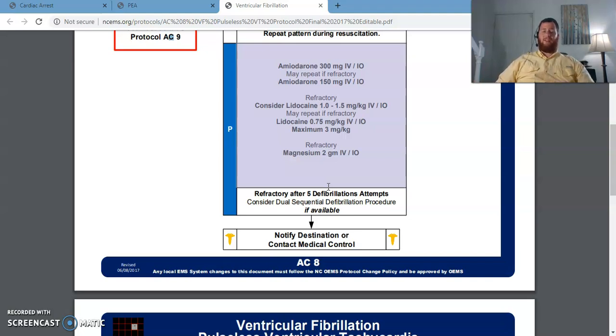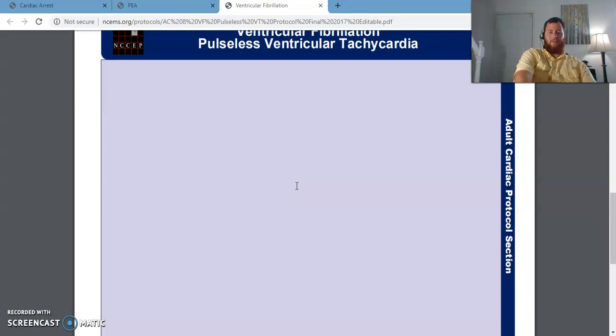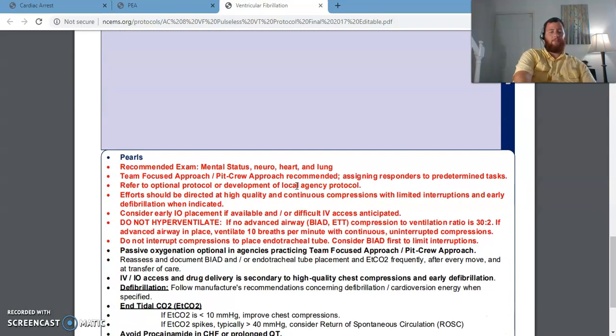I've only actually done this particular procedure one time, and the one time that I did it, it worked like a charm. We'd been working a code on this patient for probably half an hour, and she had just stayed in a ventricular rhythm. We did dual sequential one time, and she converted to a sinus rhythm and regained a pulse. So it does work. I don't know what the statistics are on it per se, but the one time I've done it, it worked well.